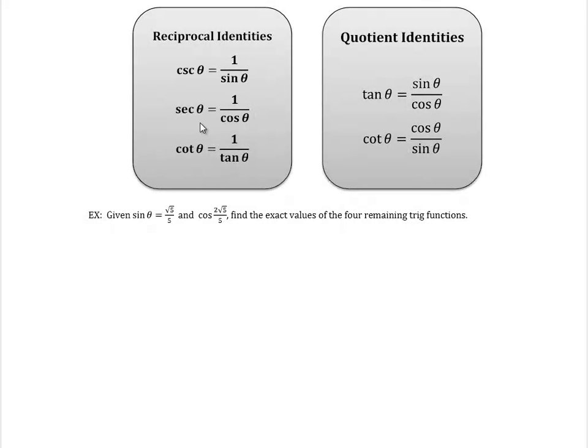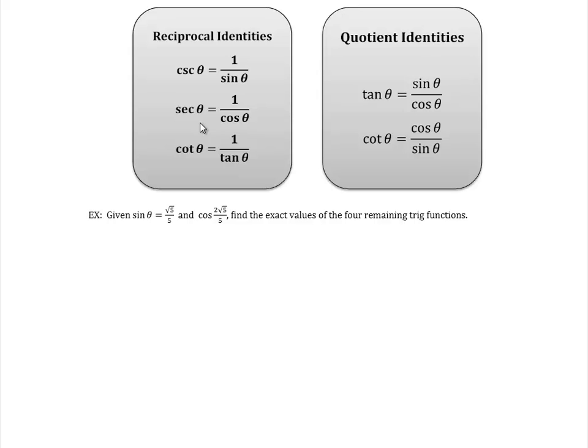The first set of identities that we're going to look at are actually ones we're already familiar with because they come straight out of the definition of the trig function values. The reciprocal identities tell us what the relationship is between sine and cosecant, secant and cosine, and cotangent and tangent.